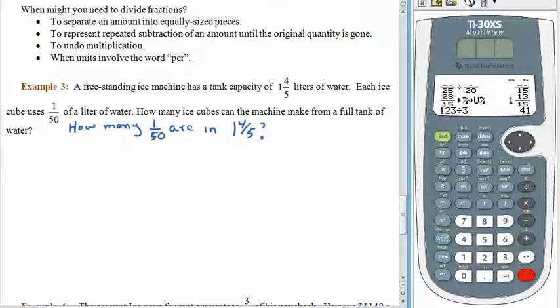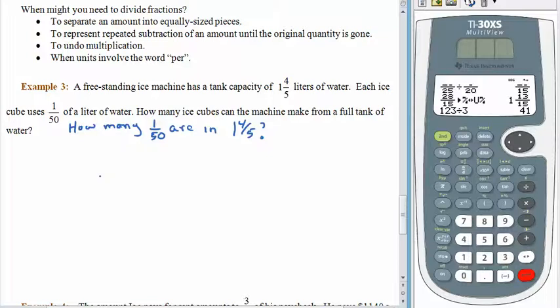And so you can think of this a couple of ways. You can think of it as all of the water, and then we'll take out the amount for one ice cube, and then take out the amount for another ice cube, and then take out the amount for another ice cube, and feel that repeated subtraction. Or you can think about the ice cubes as being those equally sized pieces. And so we're chopping that 1 4/5 liters up into those equally sized ice cubes. Either way, we realize now that this is going to be a division problem.